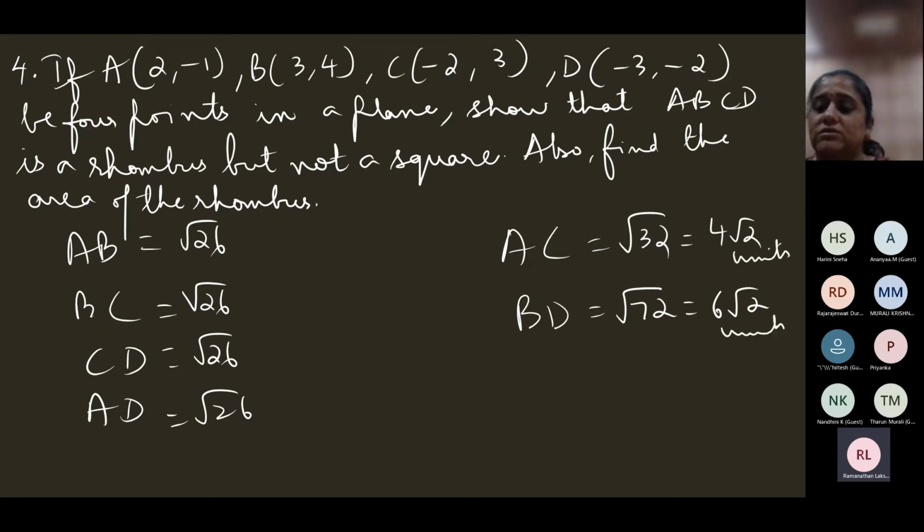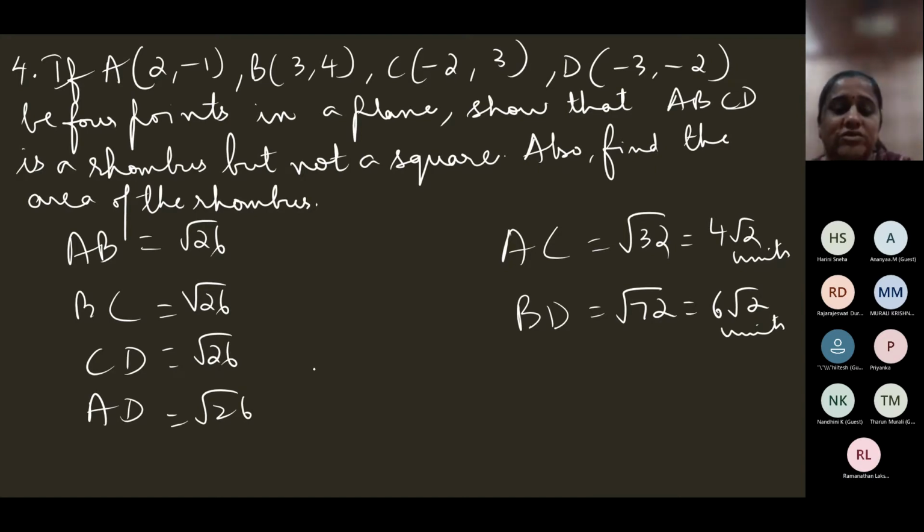And then area of rhombus 24 square units. Now, Ram, how will you say that it's a rhombus and not a square? Because all sides are equal and diagonals are not equal. Correct. All sides are equal, but the diagonals are unequal. So it's a rhombus and not a square.